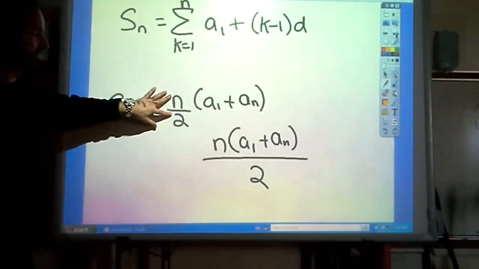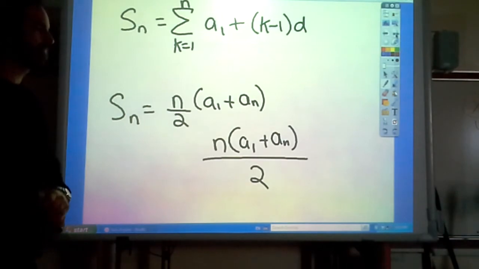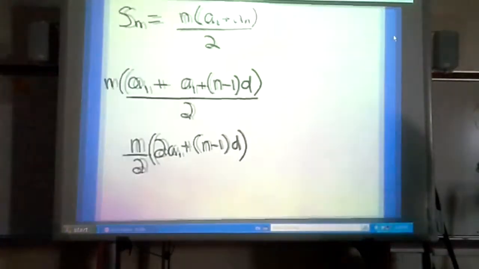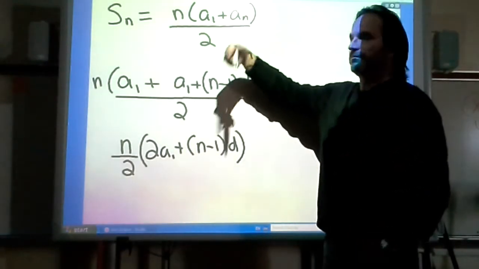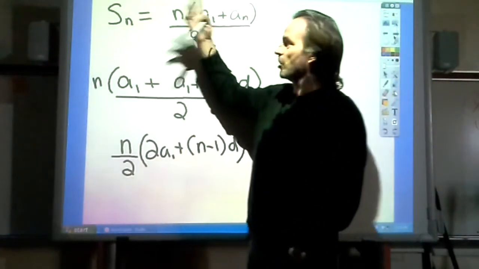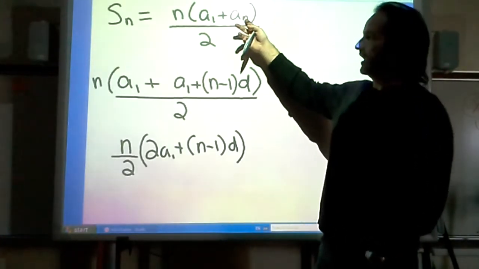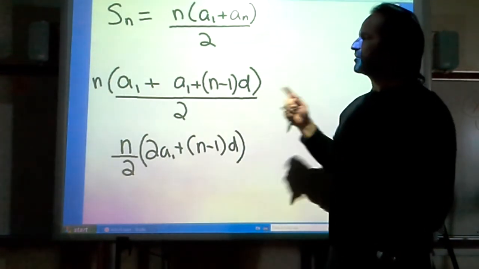It can be written this way, too. N over 2, same thing, okay? Notice here, again, here's my notation, summing up the first, let's say, 15 terms, n terms. Again, n times the first term plus the nth term divided by 2. This is how it's rewritten.